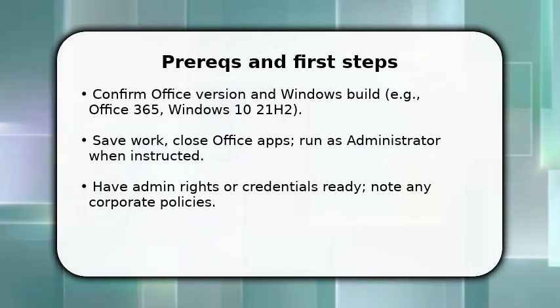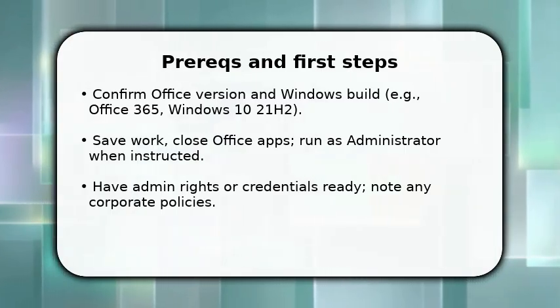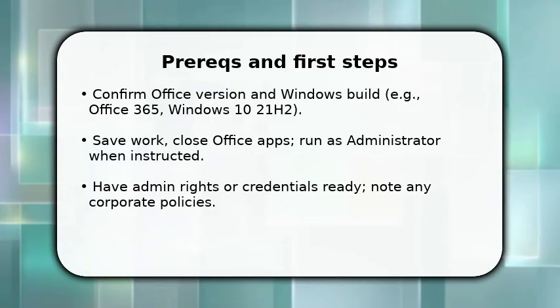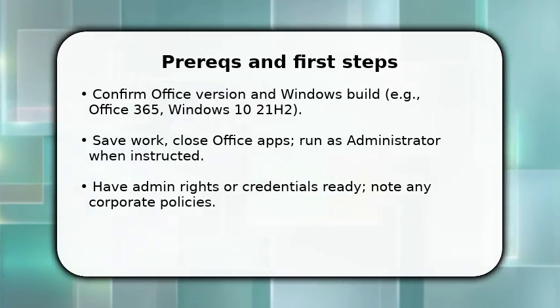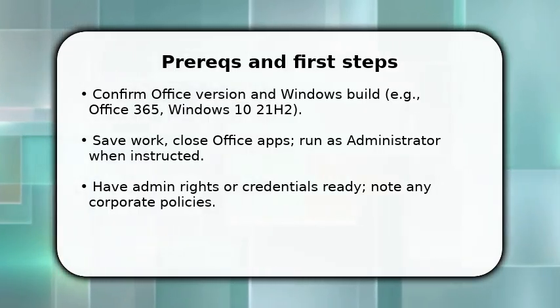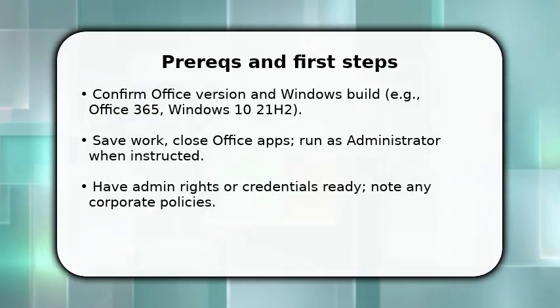You'll start by checking Essentials. Confirm your Office Edition and Windows build so you know which fixes apply. Once done, save and close files. You'll need to run Tools as administrator to change settings.